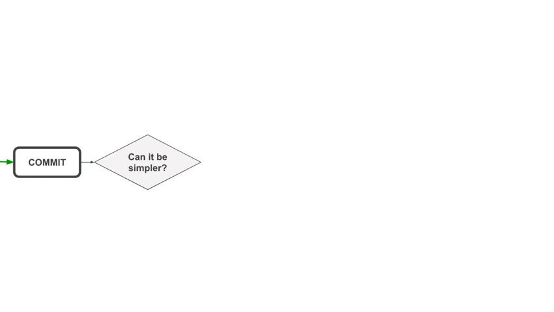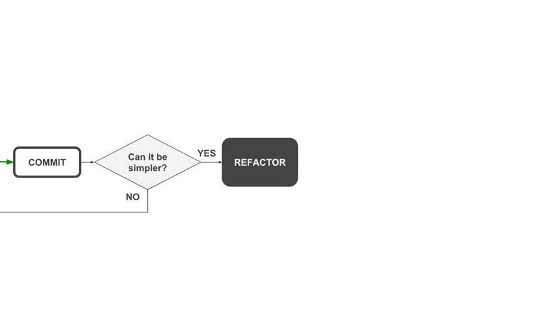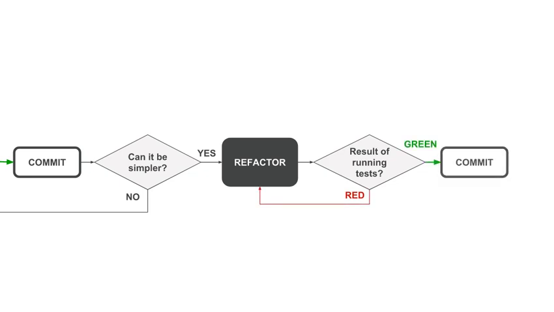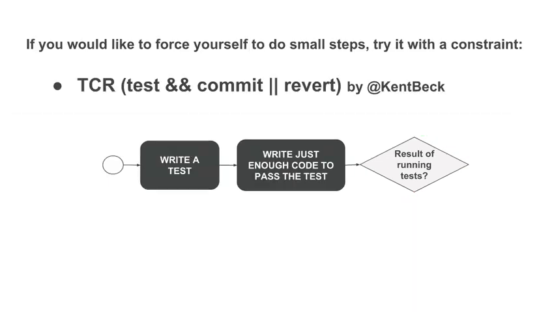Then we review if the test code and production code can be simpler. If no, we start again with another test. If yes, we refactor the source code. Then we check the result of running test. If red, we continue refactoring the source code. If green, we commit changes and start again with another test.